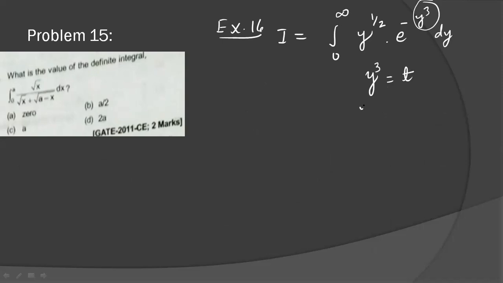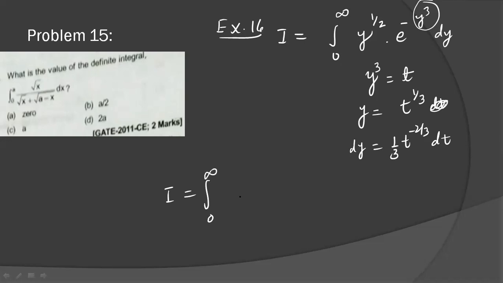Then y will be t to the power 1 by 3. So dy will be 1 by 3 t to the power minus 2 by 3 dt. Now if you put the value, the limit will be same here. y to the power 1 by 2 is t to the power 1 by 6 into e to the power minus t, 1 by 3 t to the power minus 2 by 3 dt.